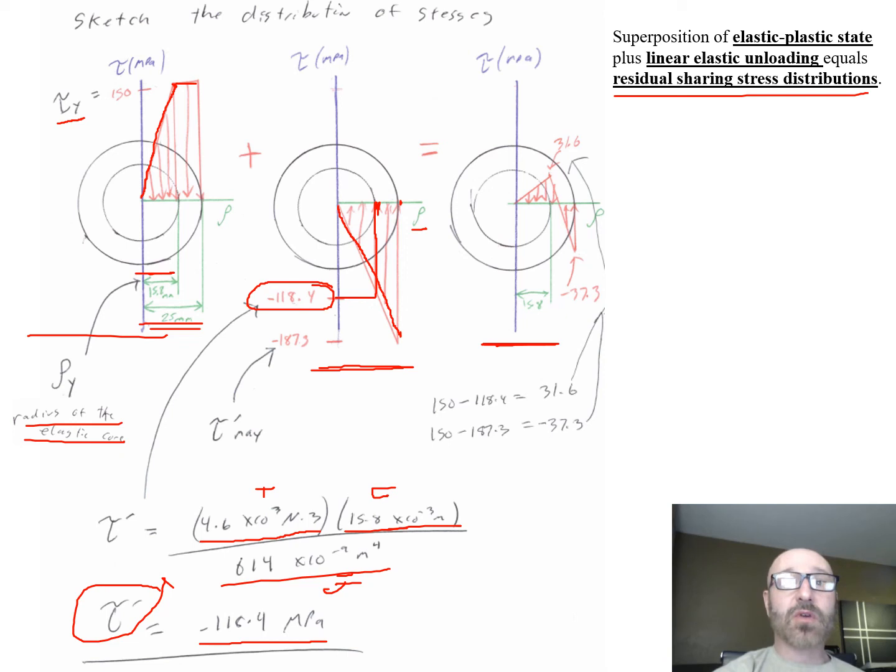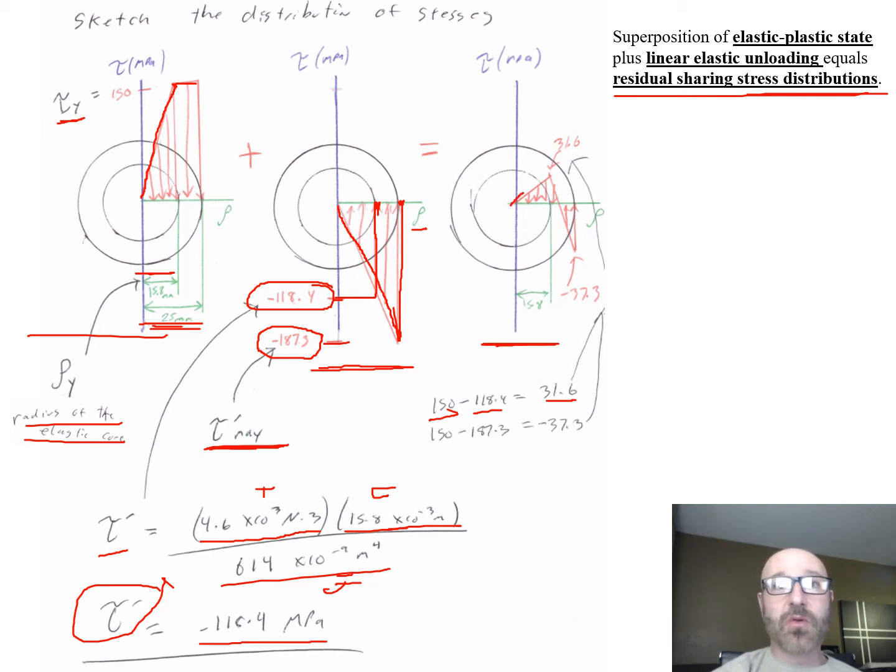And then this value over here is negative 187.3, which we solved for. That was our tau prime max that we just solved for before. That's when we get down to that value, and we have a C value all the way out at 0.025 meters or 25 millimeters. So those are those two values on our tau axis. You add these two together, and this is where you come up with the stress distribution diagram on the right. So we do that out and say, okay, now 150, tau sub y, minus our tau prime, our 118.4, is our 31.6.